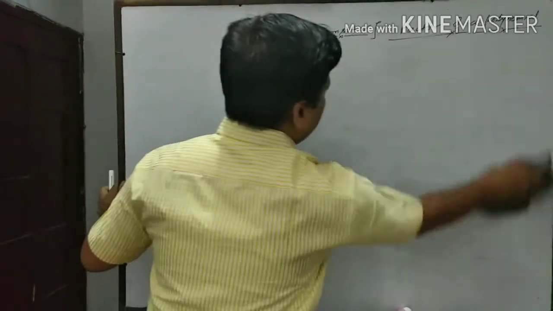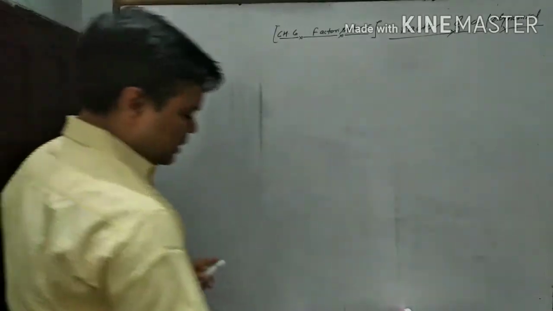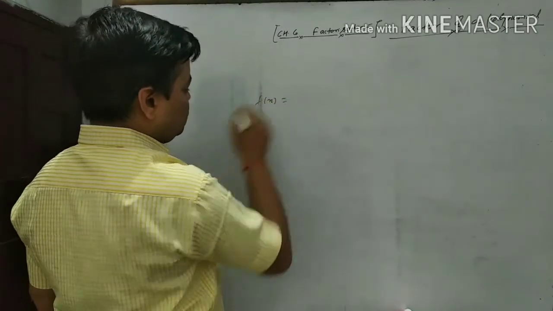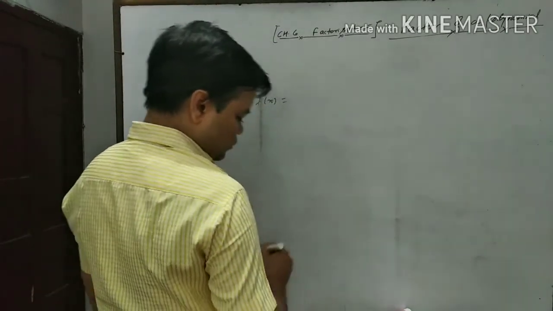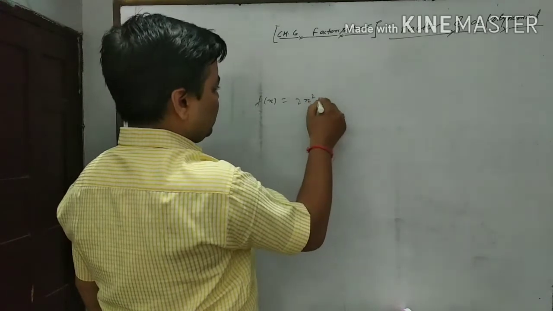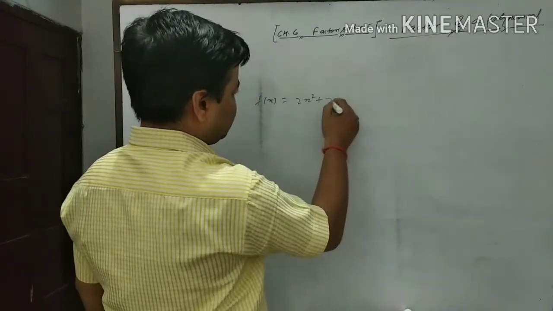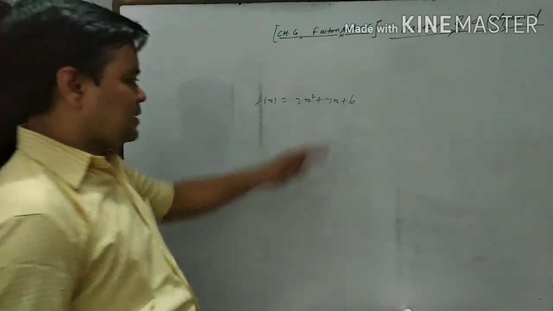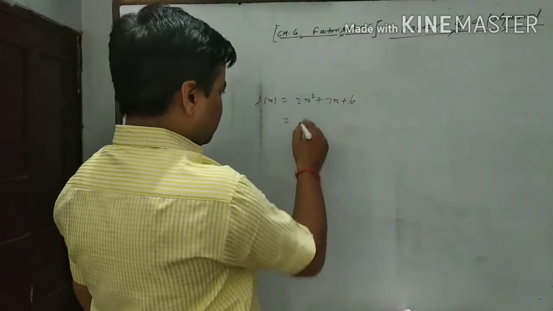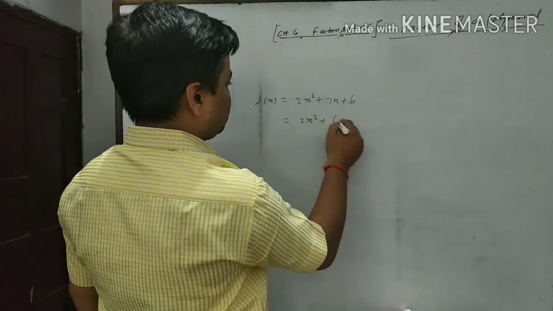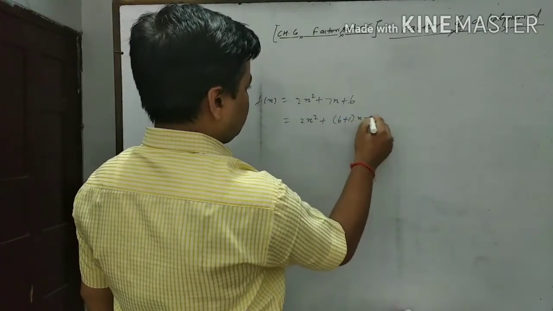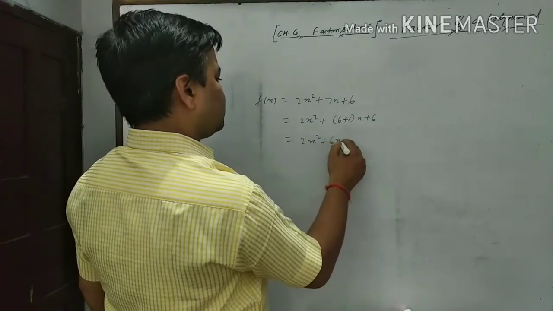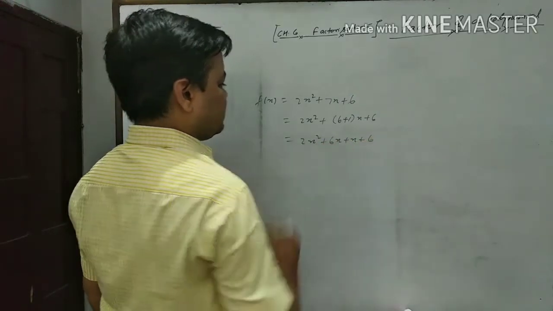Factor theorem is a different thing. This is the factor of the polynomial. Just like if we have here, let f(x) is equal to 2x square plus 7x plus 6. Now if we factorize it, we find that it can be written as 2x square plus 6x plus x plus 6.